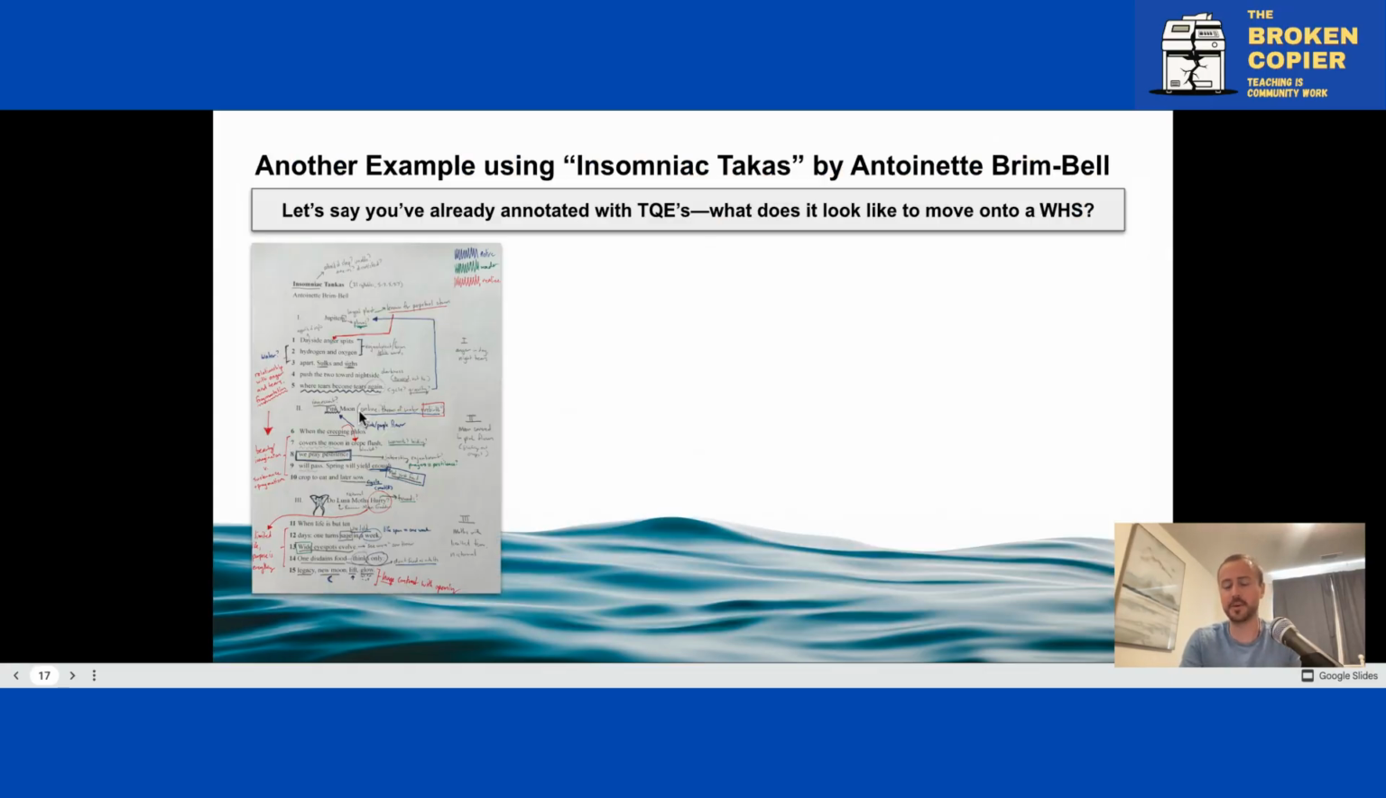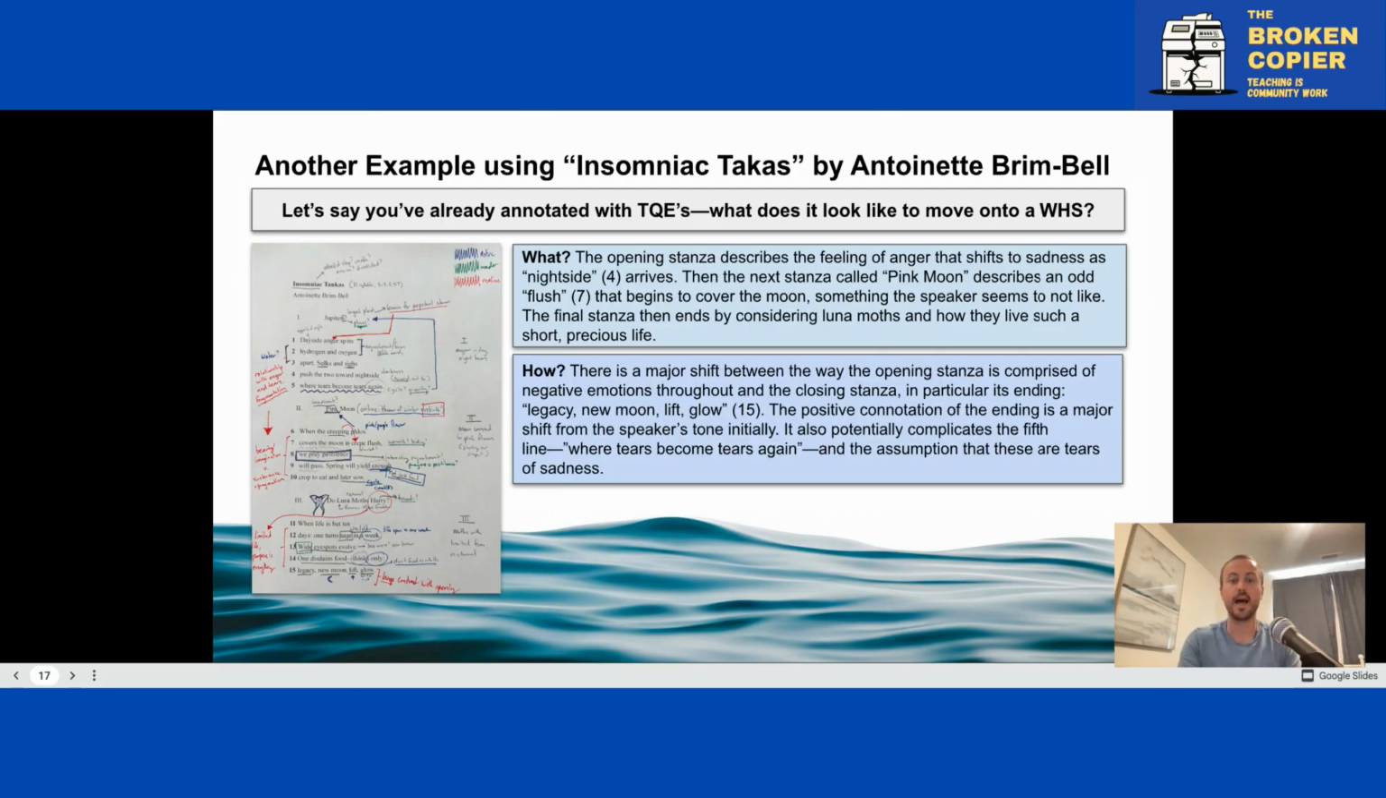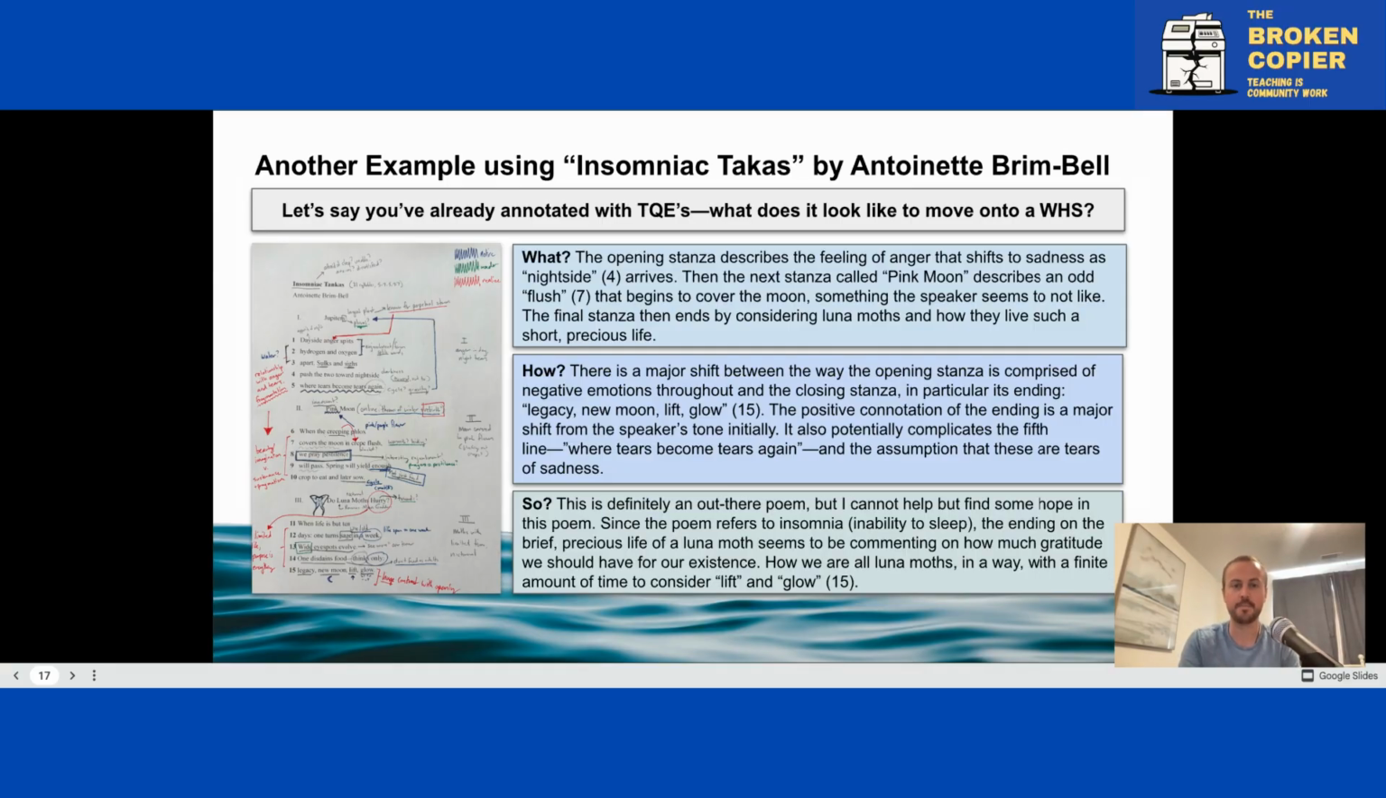So, some examples of what this looks like. This is a poem that I did as part of our July poem collaborative reading online. And I had done the annotations already personally, so I'm like, okay, let me try out this system. What, how, so. Here, this happens in this stanza, this stanza, this stanza. So with a poem, I just kind of summarize each stanza. The how: I noticed a shift. And then I talked about a positive connotation with that shift. Again, a little AP Lit style here. And then finally, just my personal reaction. Hey, this is definitely an out-there poem, but I do find some hope in it. Here's why. And writing that out.